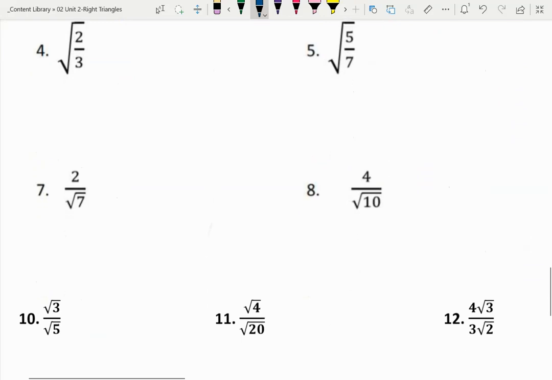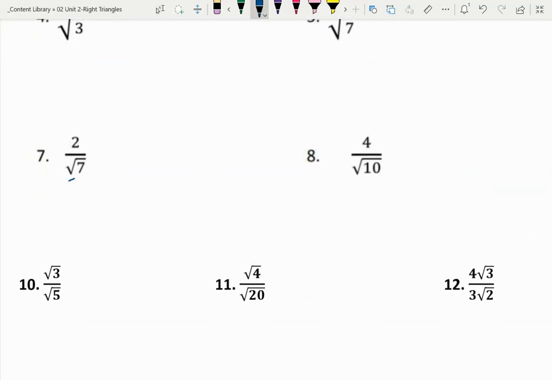All right, you got a few more here to practice with. If you have that in the denominator, remember, you're going to take what's on the bottom and you're going to just write it twice over itself and then go from there. Okay?